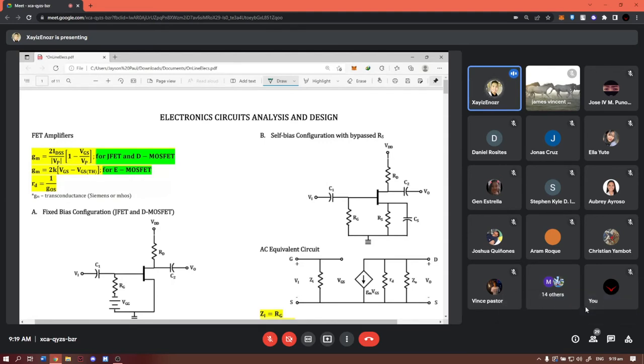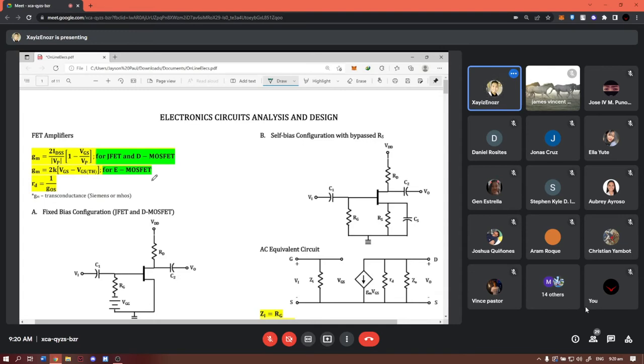So you can see in the screen, okay? So for JFET and DMOSFET, we have gm is equal to 2 times IDSS over Vp in absolute value, multiplied by 1 minus VGS over Vp. So yung gm na tinatawag is yung tinatawag nating transconductance. Transconductance. So yung formula na yan na-derive by differentiating, okay, yung Shockley's equation for JFET and DMOSFET.